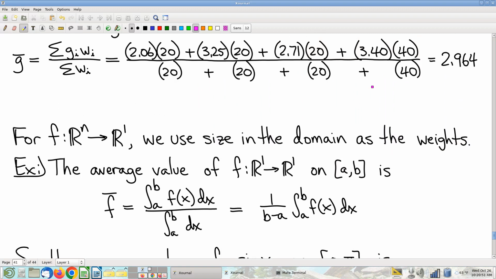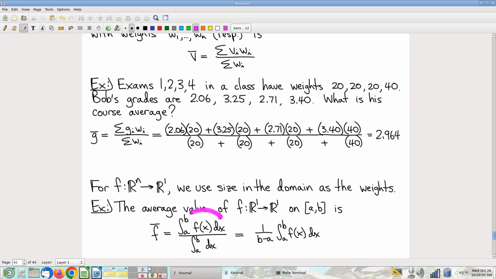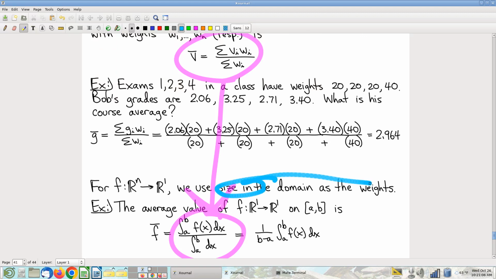And let's see, I'm going to do this so I can get it all on the page. This, I claim, is pretty naturally motivated by that formula that we've been working with. And literally, the sizes are the weights. So these weights here are how big the little subintervals are that you're chopping it up into. And of course, in the limit, that means the weights are the dx's, right?